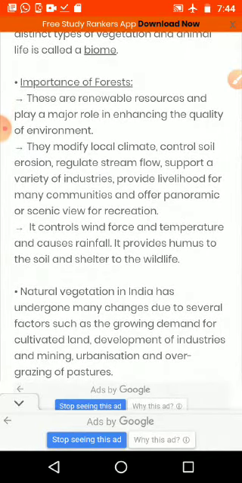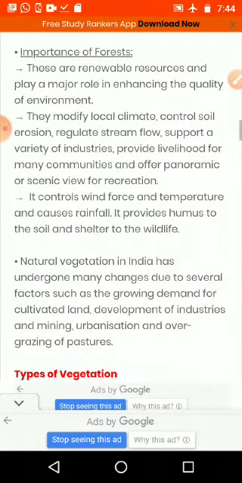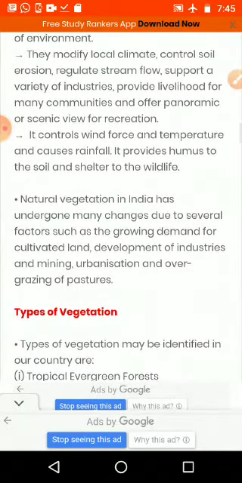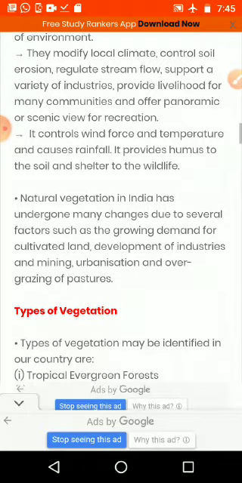Importance of forest. These are renewable resources and play a major role in enhancing the quality of environment. They modify local climate, control soil erosion, regulate stream flow, support a variety of industries, provide livelihood for many communities, and offer panoramic and scenic view for recreation. It controls wind force and temperature and causes rainfall. It provides humus to the soil and shelter to the wildlife.